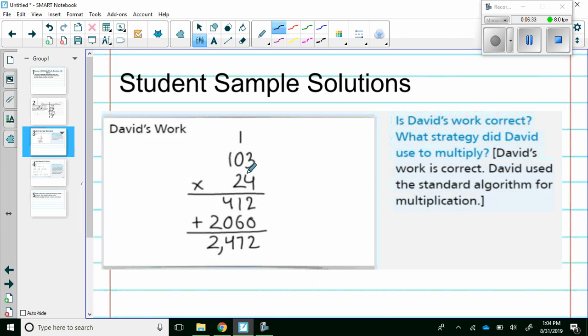He had the 2 with the 1 above the tens column. He multiplied 0 times 4 to get 0, went back to add the 1 to bring it down to the tens place, and then he multiplied the hundreds place. 100 times 4 would be 400. Next, he went to the 2. He multiplied 3 times 2 to get 6, 0 times 2 to get 0, and then 1 times 2 to get 2. Then he added the two together to get 2,472 desks.